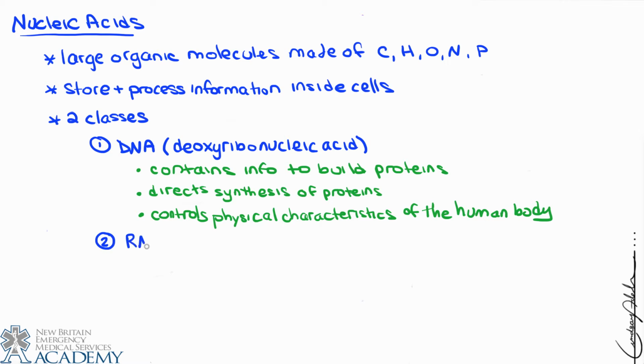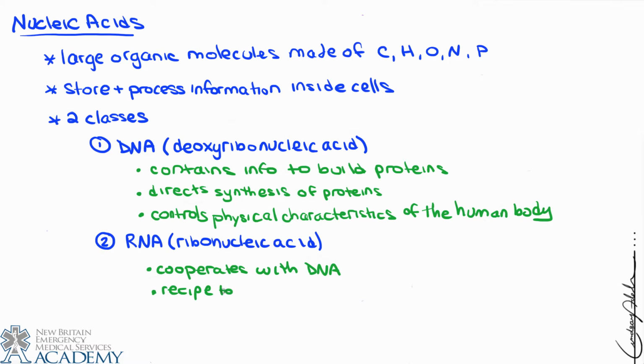And the other class of nucleic acid is RNA, which stands for ribonucleic acid. Ribonucleic acid cooperates with DNA to build proteins. It basically contains a recipe, and it copies the recipe from the DNA and then uses that recipe to actually make the proteins. So when we talk about cells, we'll talk more about the specific relationship between the DNA and the RNA and detail their functions a little bit more clearly. In this video, however, we just want to talk a little bit about the building blocks of nucleic acids and have a better understanding of their basic structure.